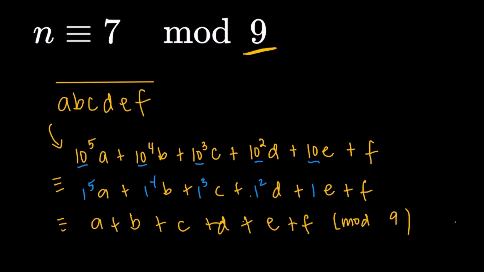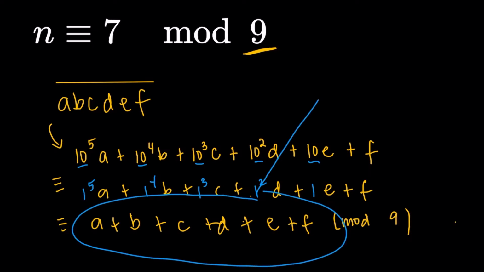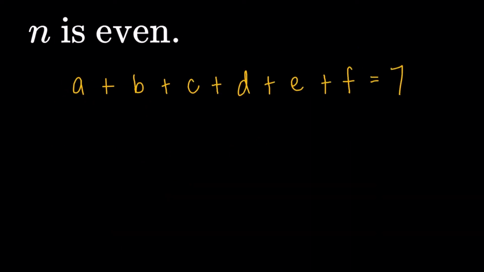So we want a one-digit number that leaves a remainder of 7 when divided by 9. That gives us a very good hint as to what this must be. It can only be 7. It's a one-digit number that leaves a remainder of 7 when divided by 9. It must be 7. So we must have the sum of A to F is 7.